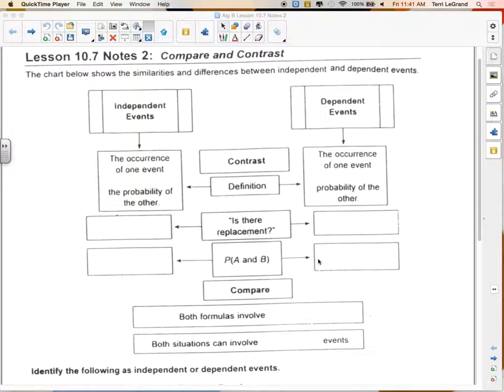We have the same learning goals today that we had yesterday? I can find the probability of independent and dependent events. So what we're going to do in the beginning here when we're comparing and contrasting is summarize what we learned yesterday, okay?